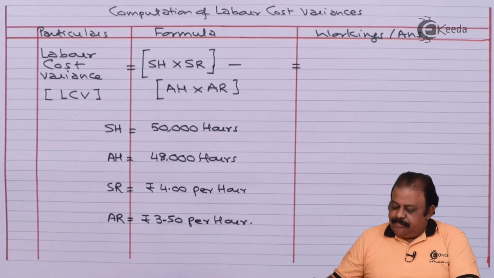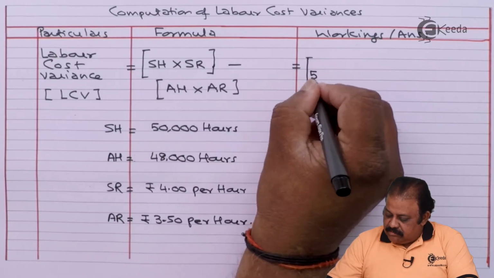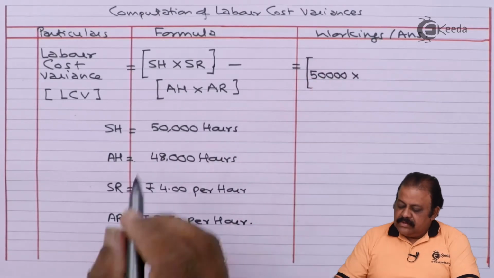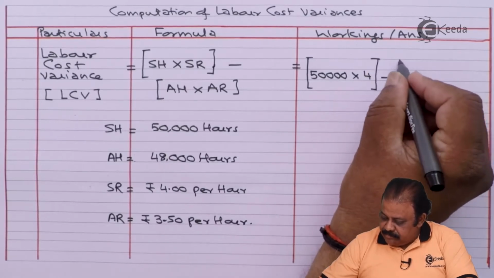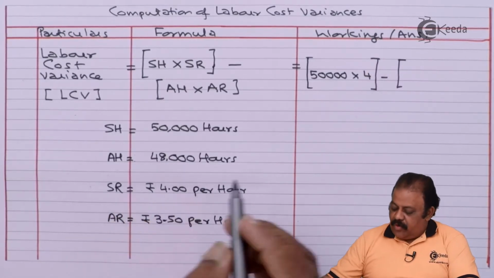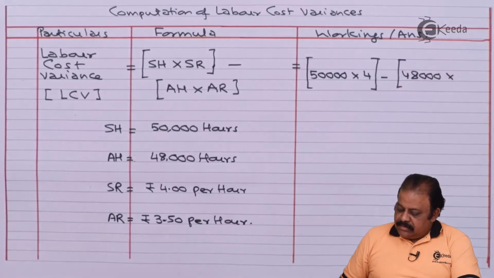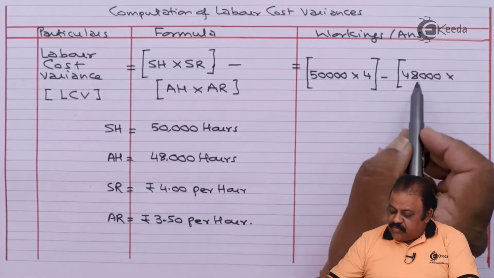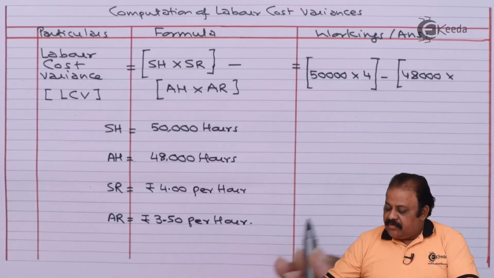Let us find out. Standard hours 50,000 hours. Standard rate 4 rupees per hour. Actual hours 48,000 hours. Actual rate 3 rupees 50 paise per hour.